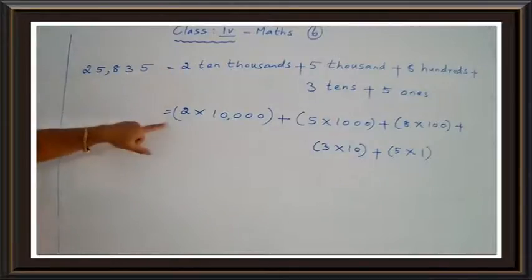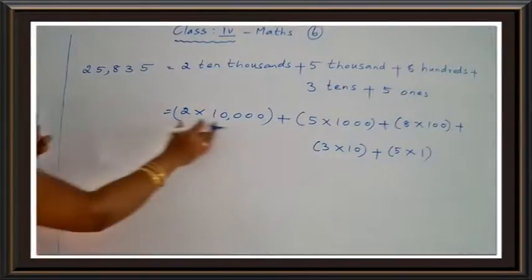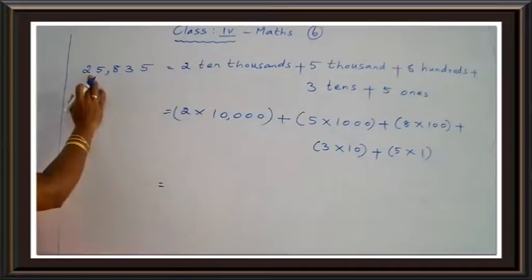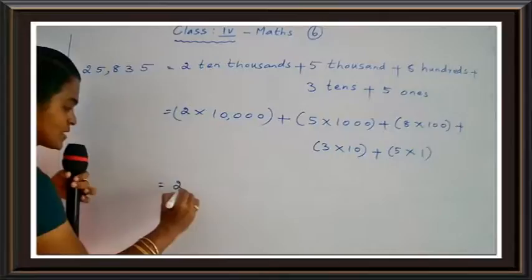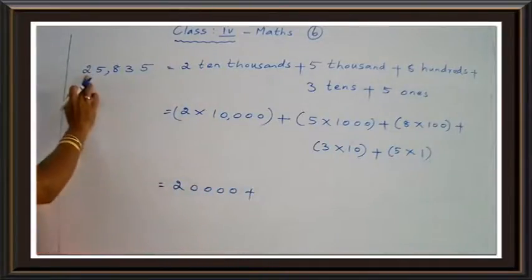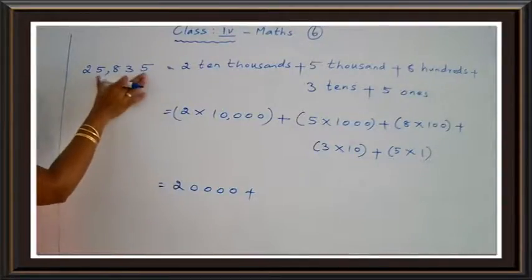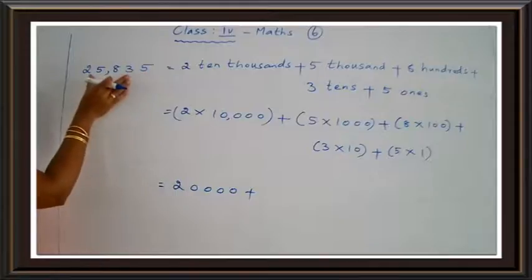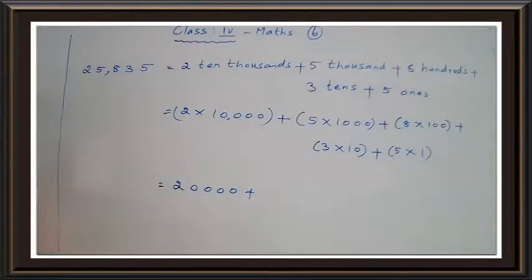Now you come to the third way. How do you write? Say 2 into 10,000. The place value is in words. You write in numerals. Okay. So 2 into 10,000, 20,000. First you put the first digit 2, then you count the zeros. Okay. 1, 2, 3, 4. So 4 digits, empty digits. So you put 0. So your answer is 20,000.